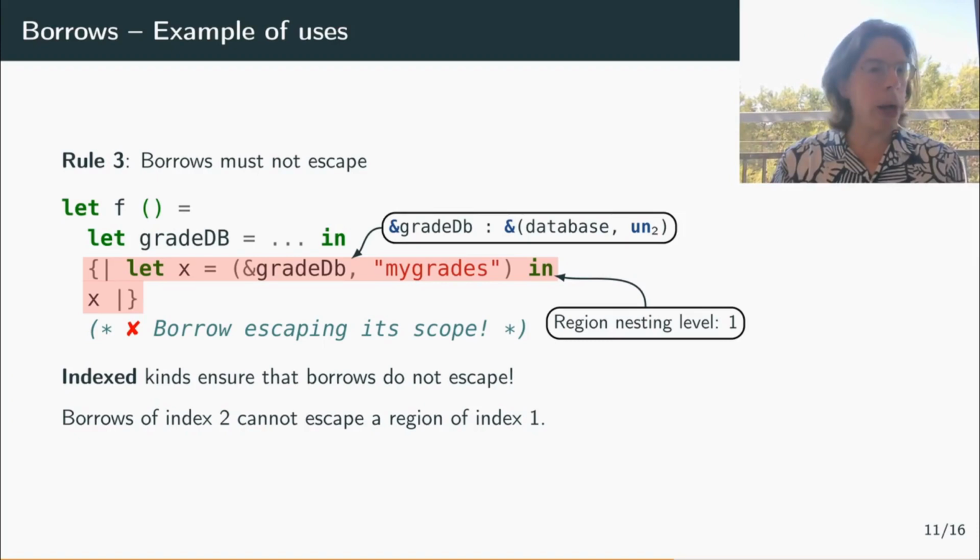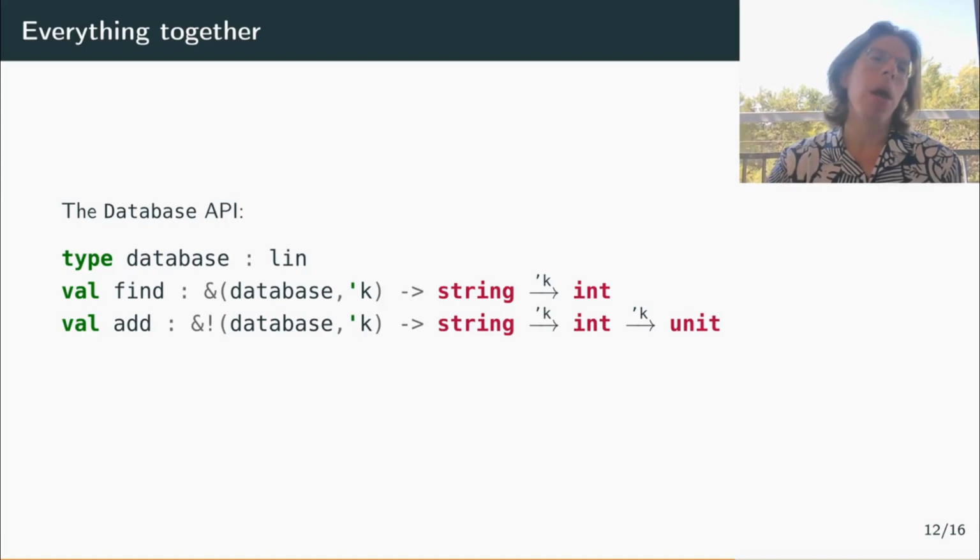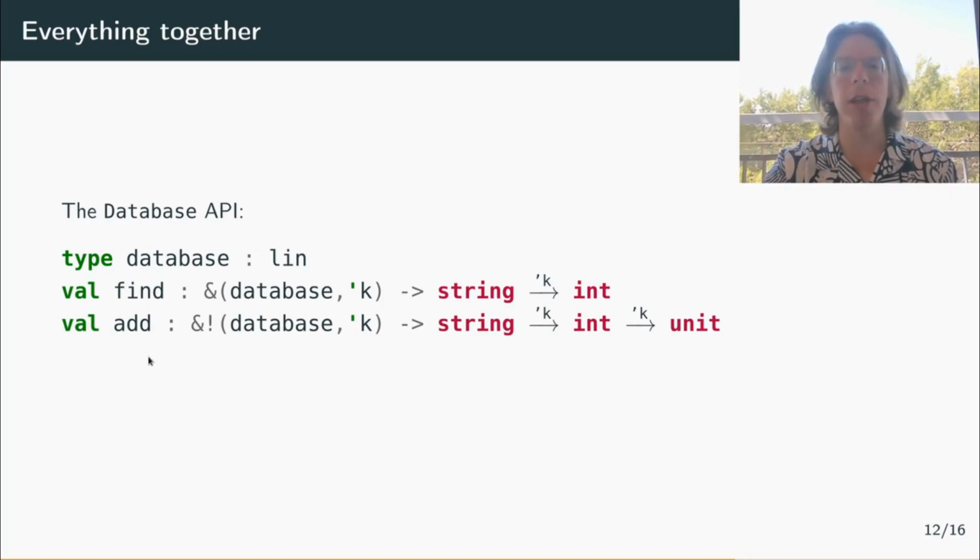All right, so we have borrow, we have closure, we have functions, we have linearity. Let's put everything together. Here is the API for the database that I've used since the beginning of this talk. The type database is of linear kind. We have the find function that takes a borrow with its kind and takes a string and returns an integer. We have the add function that takes an exclusive borrow, a string, an integer, and returns unit. And the database borrow is captured later on, and so the functions are annotated with the kind that is captured here.